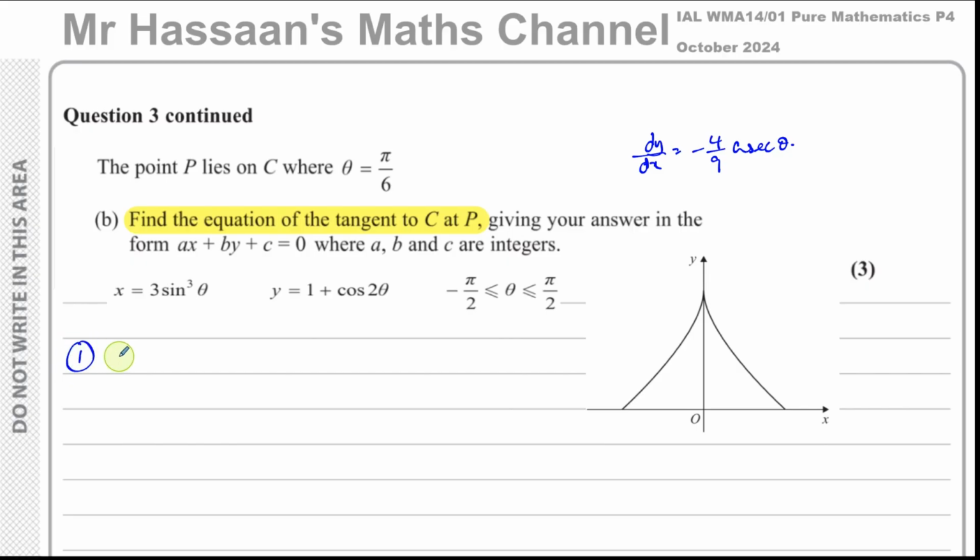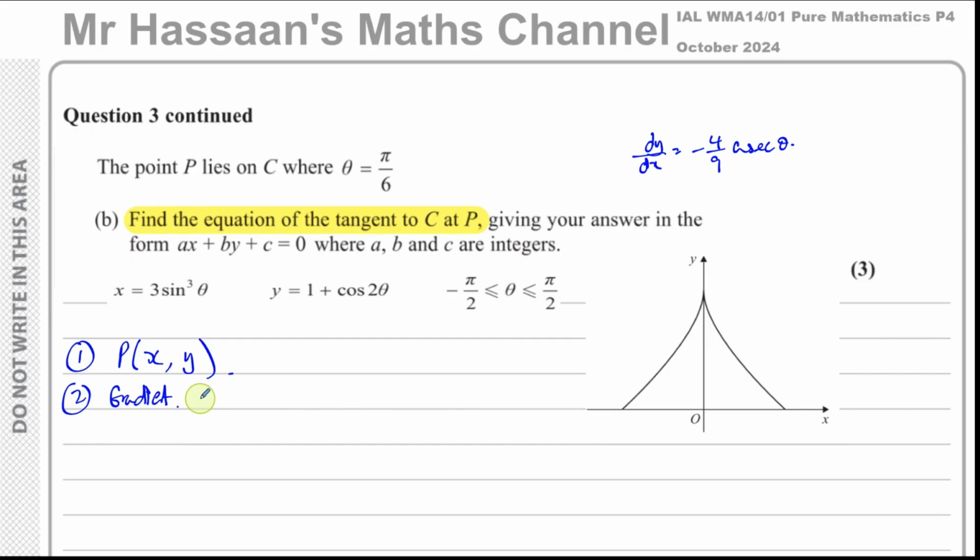One, a point on the line, which is P, which we don't know the coordinates of. And two is the gradient of the line, or gradient of the tangent, which is the same gradient that the curve has at the point where the tangent hits it. So we can find that using dy/dx, right? We know that at this point theta is equal to pi over 6. So we can find the gradient quite easily from this equation.